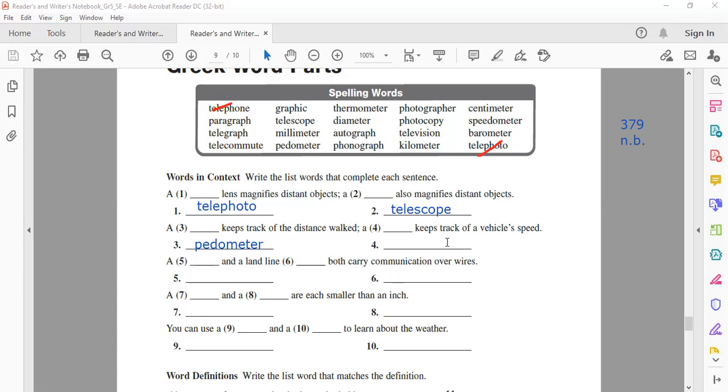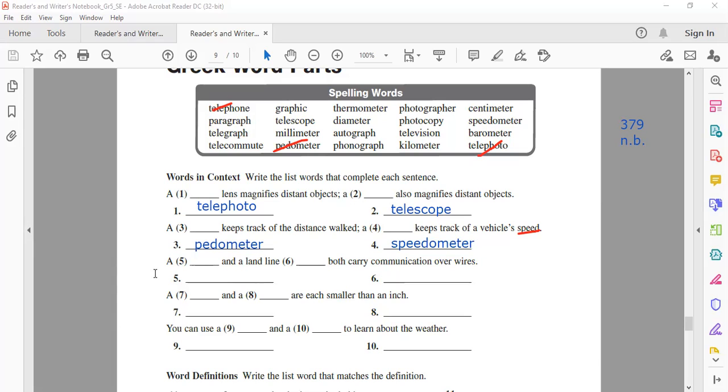What is the thing that measures the speed of a car or a person for you? What do we call that device from here? She knows, huh? Read the words and tell me which one measures the speed. Also magnifies distant objects. Keeps track of a vehicle's speed. Which one measures the vehicle's speed? Speedometer. Speedometer, excellent, yeah. Tina, you are on fire today. Speedometer, excellent job. Let's go ahead, Maria.